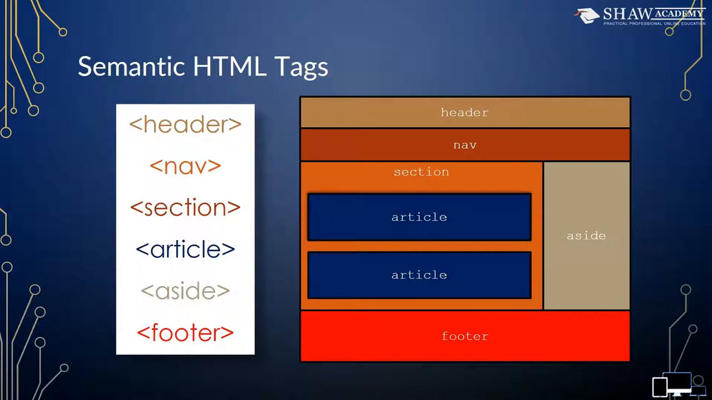So you'd have a header, and that would be your div. You'd have a nav bar, and that would be wrapped in a div. You'd have your articles and your sections. They'd be wrapped in a div. You'd have your adverts wrapped in divs, and you'd have your footer wrapped in a div as well.